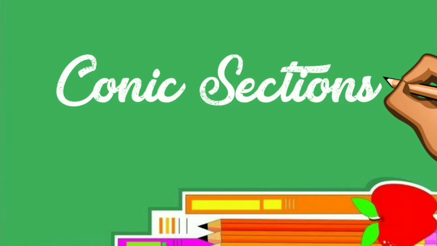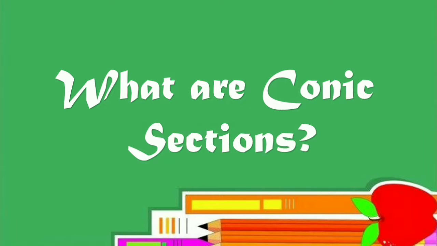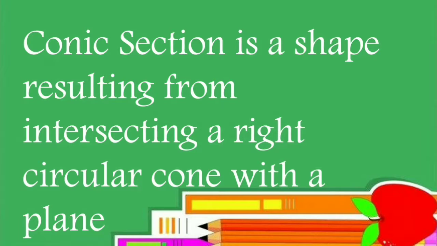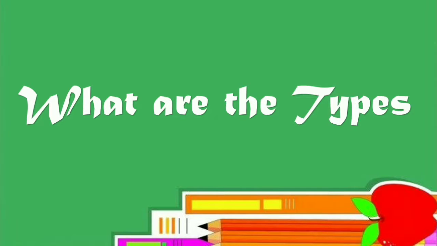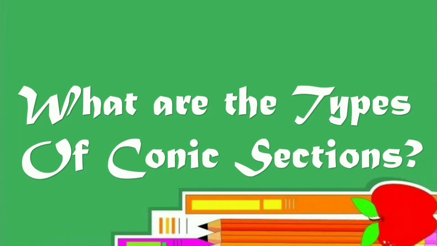Today, we are going to talk about conic sections. So what are conic sections? A conic section is a shape resulting from the intersection of a right circular cone with a plane. There are 4 types of conic sections. And what are these?